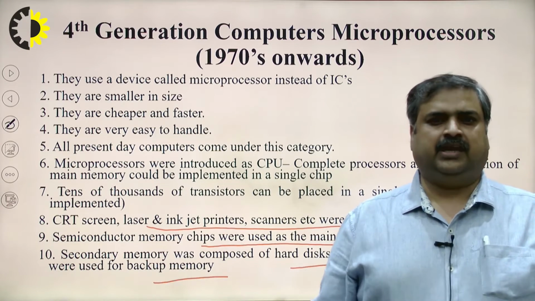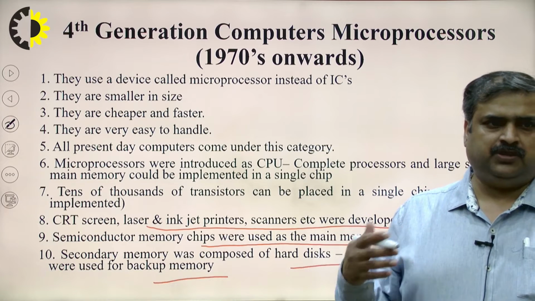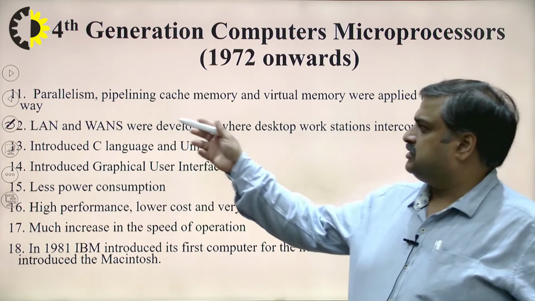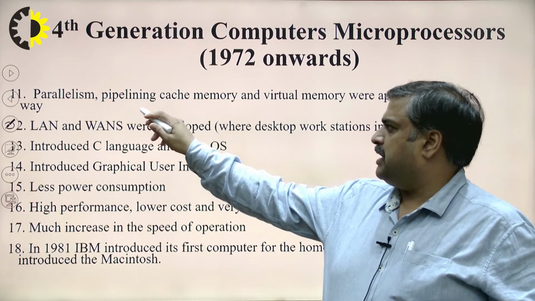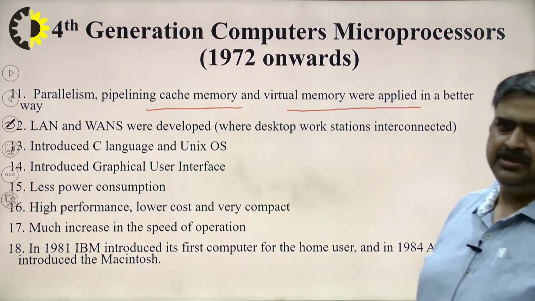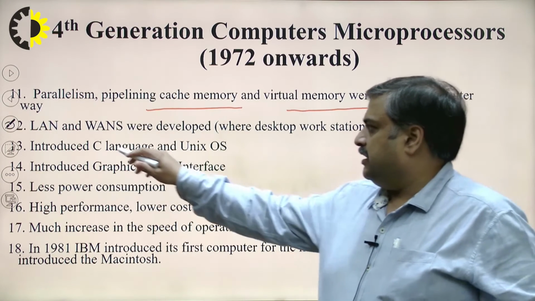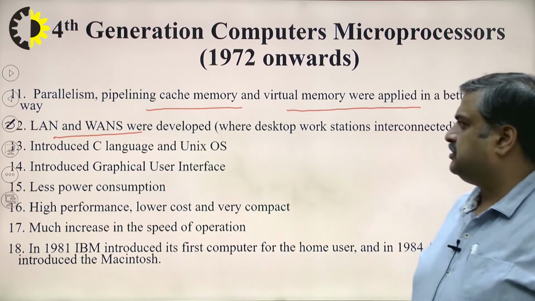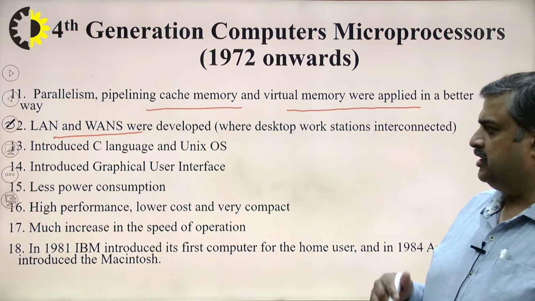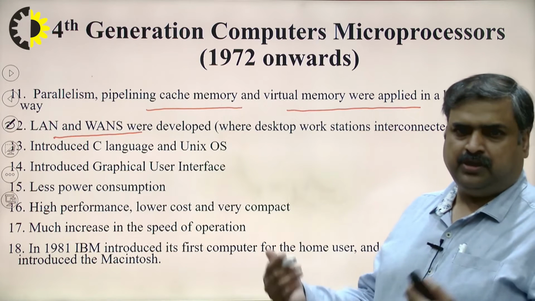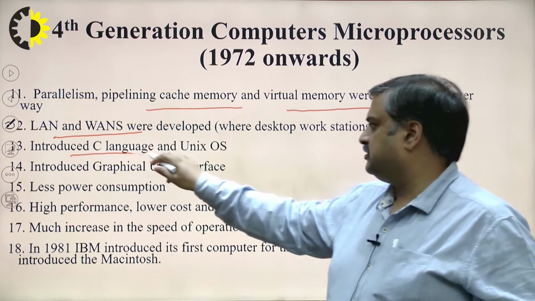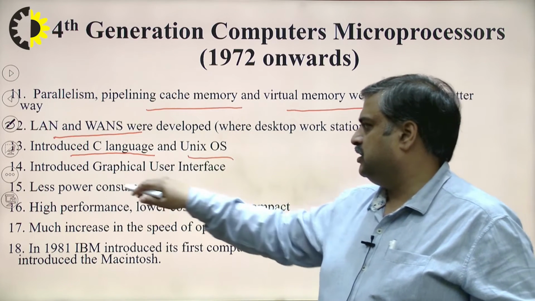So this is the era which is a transition between 4th and 5th generation. In other systems, parallelism, pipelining, cache memory and virtual memory were also applied for enhancing the performance. Local area network, wide area network systems were developed where desktop workstations were interconnected with one another to share the memory requirement, to share the processing power. And some languages like C were introduced on Unix OS.